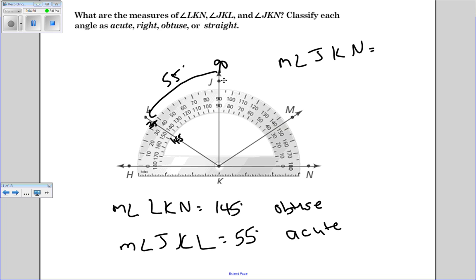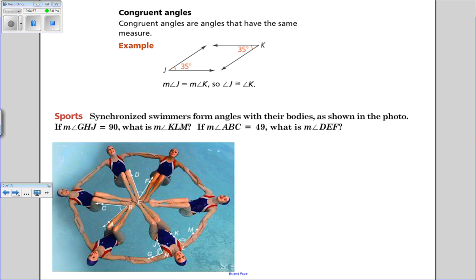Alright, so JKN. So I'm looking from J to N. Well, that one from here to here is exactly 90 degrees. So this makes this what kind of angle? Right. Awesome.